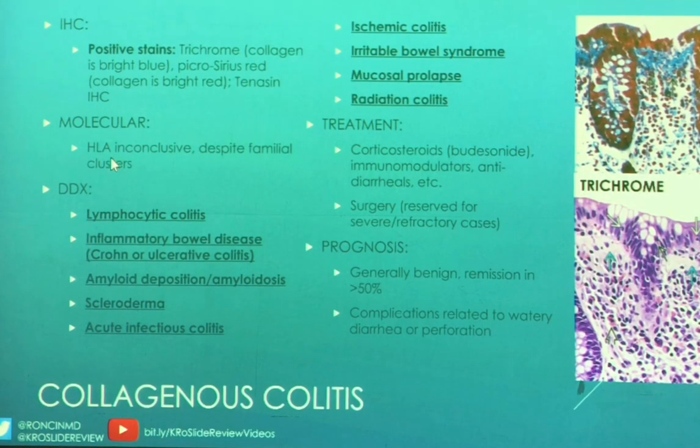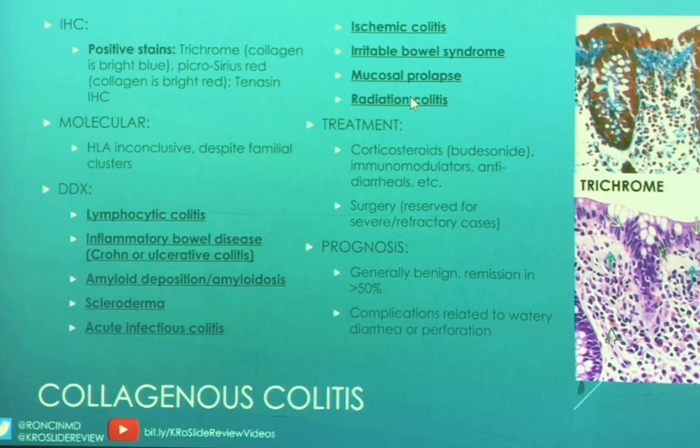There is some data to suggest that maybe we need to look at HLA. However, everything that they have is inconclusive, even though they have these well-known familial clusters. So we're still not quite sure what causes all this. Your differential is fairly extensive, and your treatment for this is mostly immunosuppression.